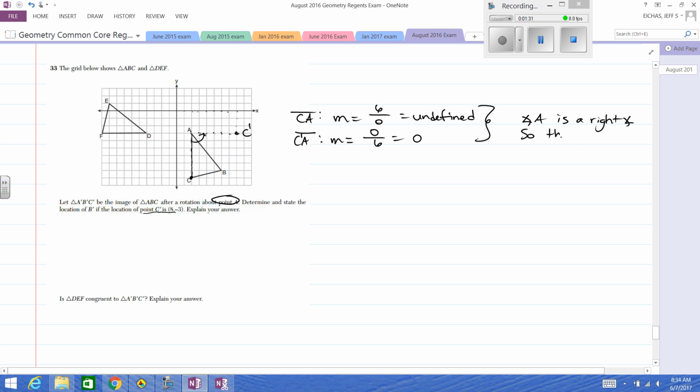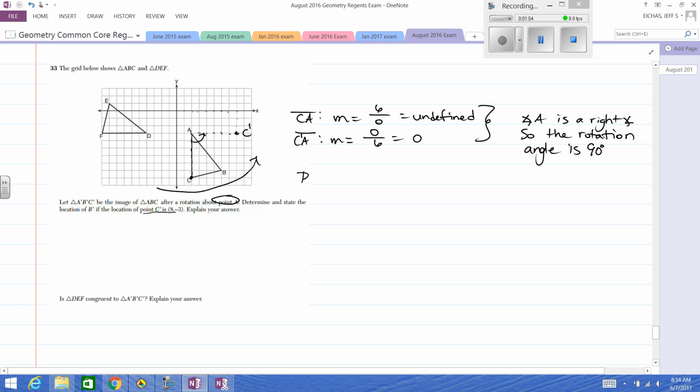So the rotation angle is 90 degrees. Now, we go counterclockwise with rotations unless specified otherwise. So that is a 90-degree rotation, centered at point A. So now we just have to do that with B.